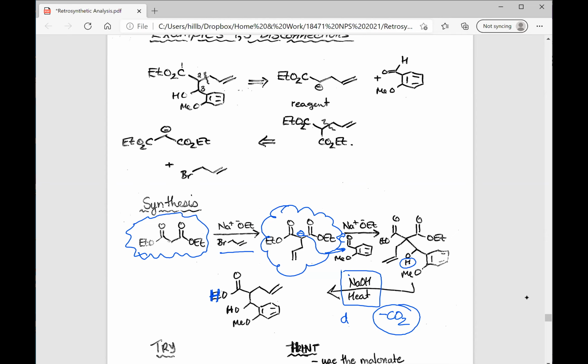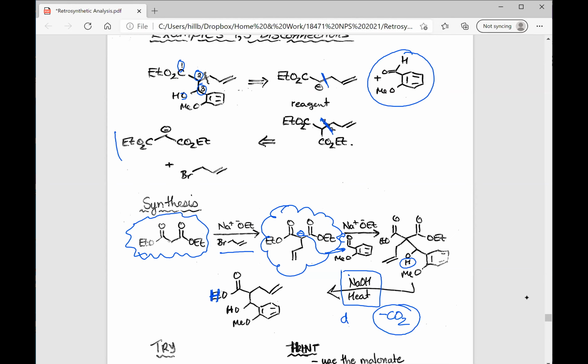So in this retrosynthesis, we've got 1, 2, 3 carbons between the carbonyl and the hydroxyl group. So possible reagents would be, okay, well, let's use the anion here and our aldehyde. That works. And then there's another disconnection here for this allyl group.